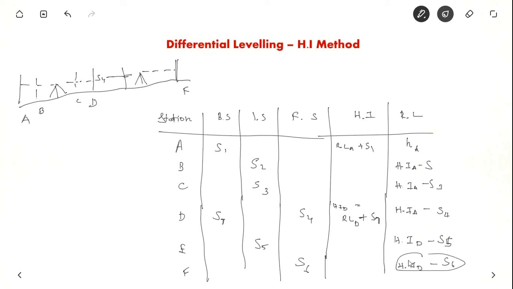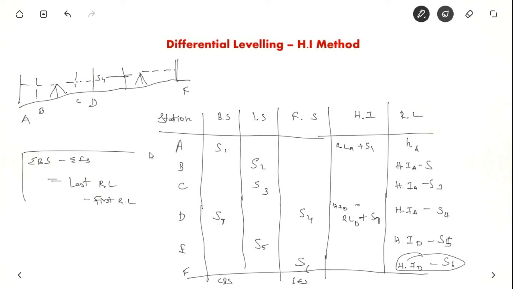So this is the final reduced level of point F which you need to know. For checking purposes, what you can do is sum up the backsides, that is sigma backside, and sum up the foresides, that is sigma foreside. So sigma backside minus sigma foreside equals last reduced level, that is at point F, minus first reduced level, that is HA, so that you can know whether whatever calculations you are doing are right or not.